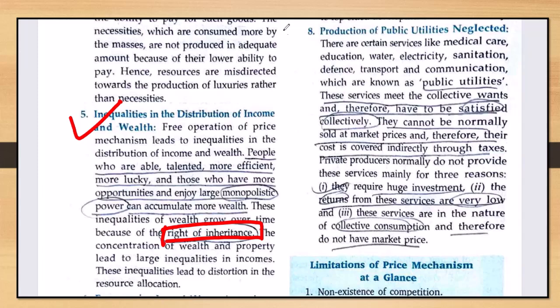Last is production of public utilities neglected. Since everybody is targeting their own profit, production for public utilities will require huge investment that will give lesser profit.